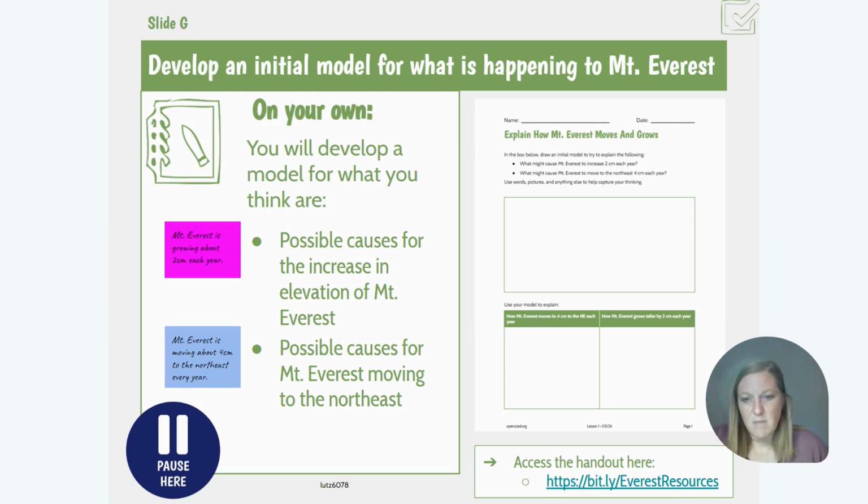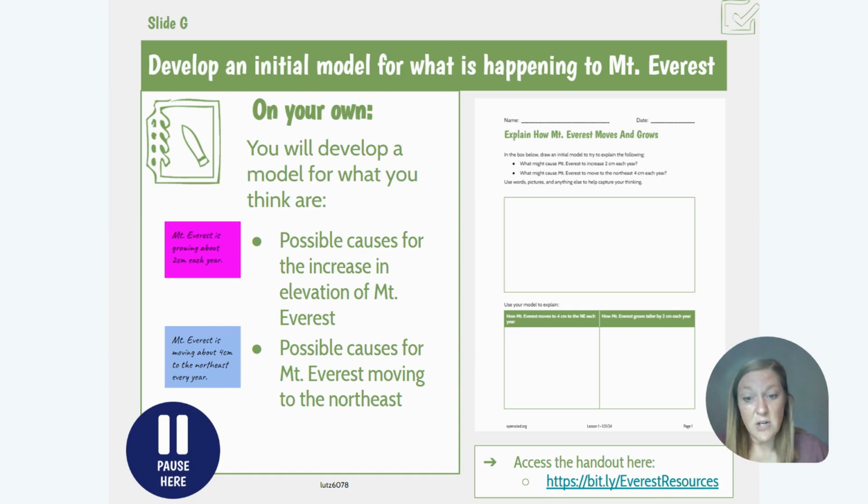As you develop your model of what could be causing the tallest mountain to grow and to move, it might be helpful to think not only about where the mountain is located, but also what the area around the mountain looks like from above, and then maybe from the side. There could be some things under the mountain that are causing it to move, or there might be things to the side of the mountain, or maybe it has to do with what the mountain's made of, or maybe where it's located.